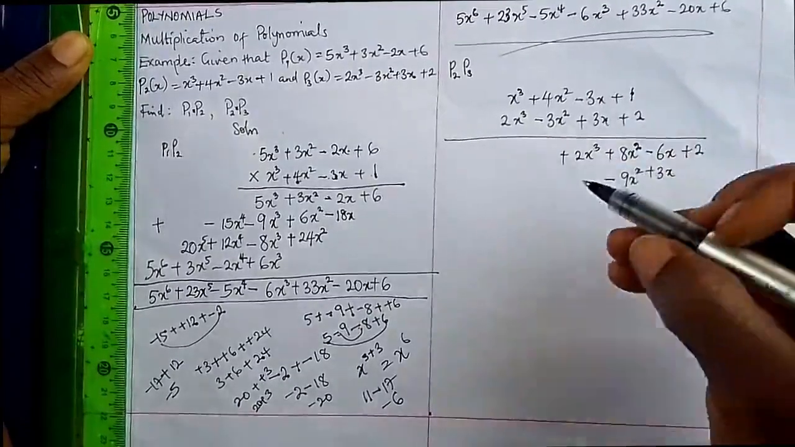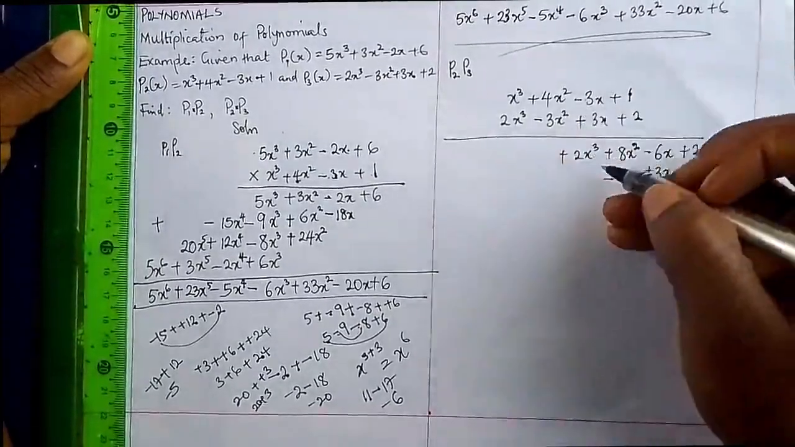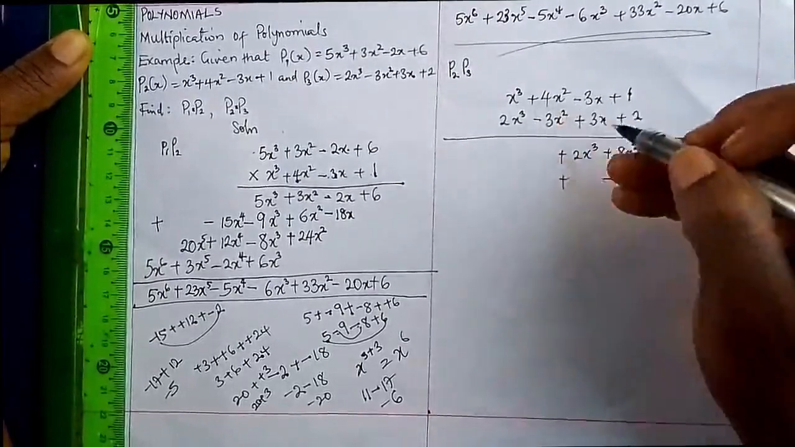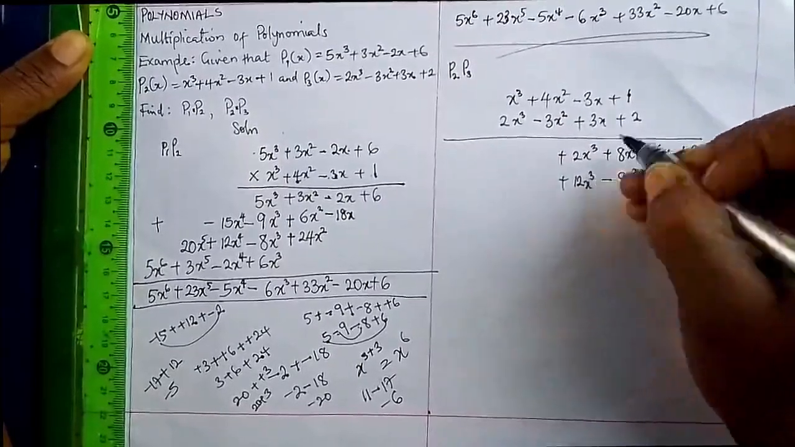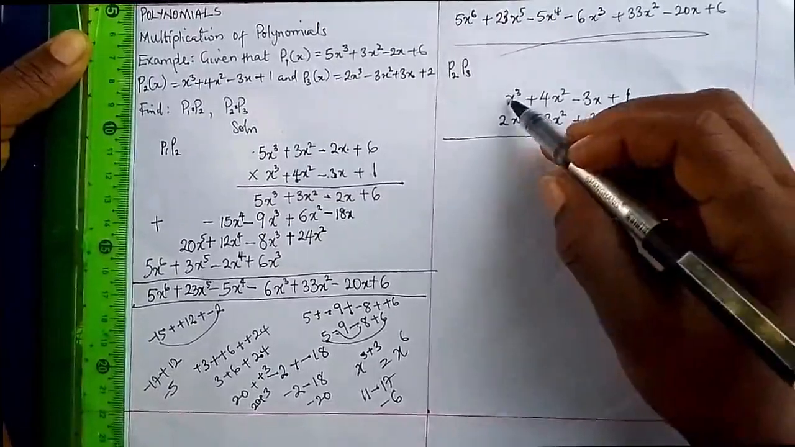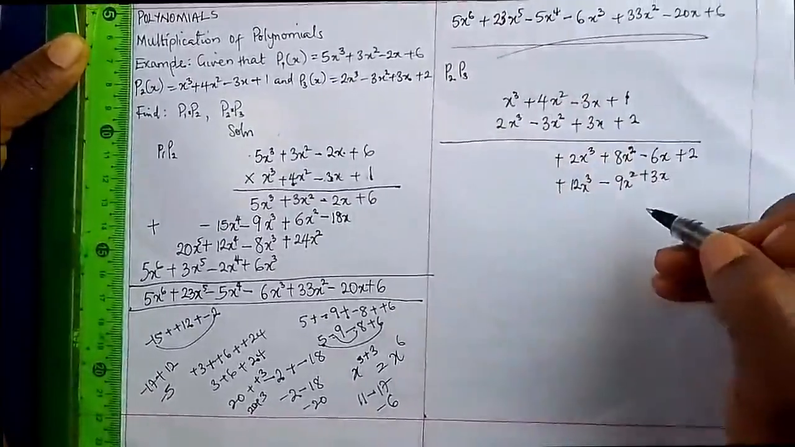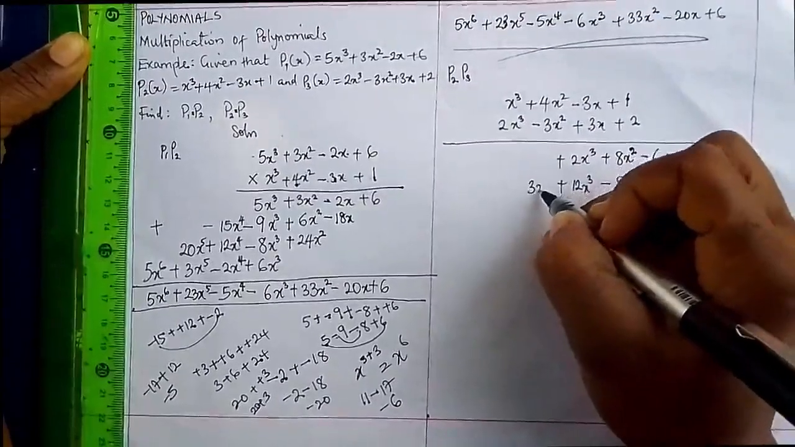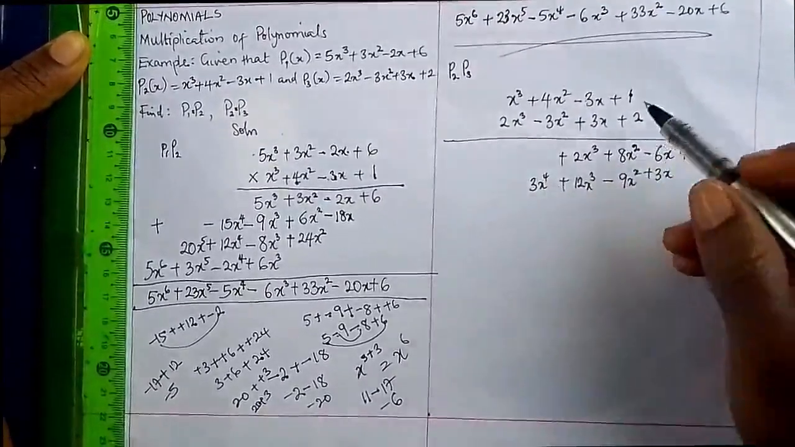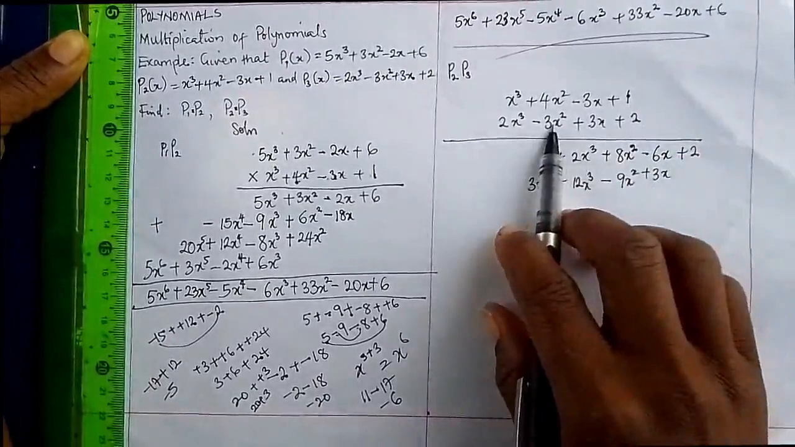Then we move to the next one. Plus times plus is plus. 3 times 4 is 12. x times x squared is x raised to the power of 3. Then 3x times x raised to the power of 3 is 3x raised to the power of 4. We are done with this. Let's move to the next number.